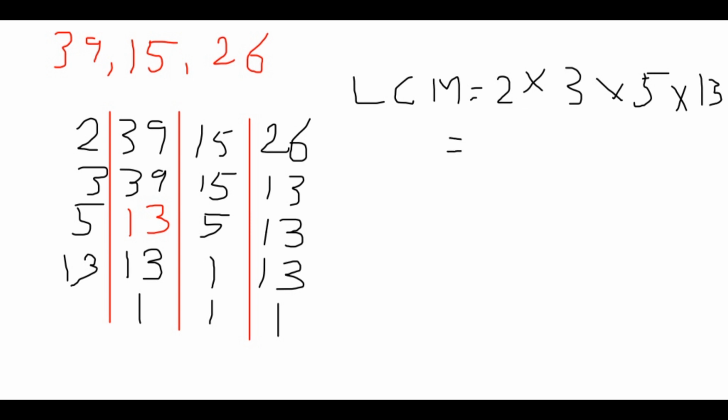And if you multiply all this together, you're going to have 390. So this is the LCM of 39, 15, and 26. Now if we have this set of numbers, 24 and 78, I'll try to find the LCM of this set of numbers.